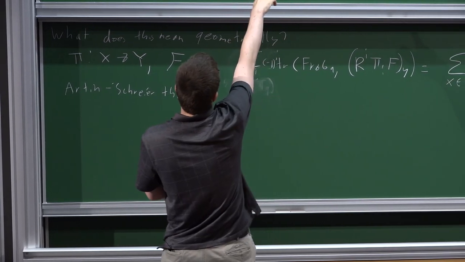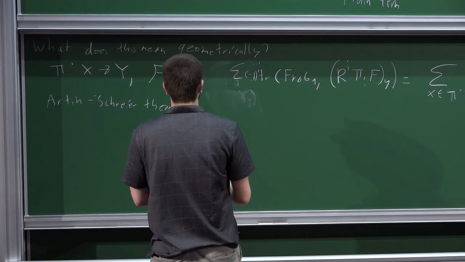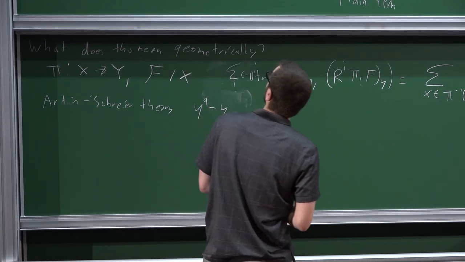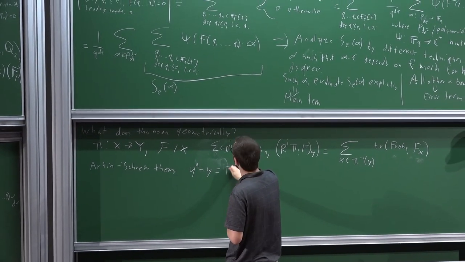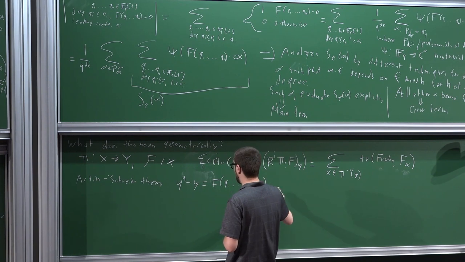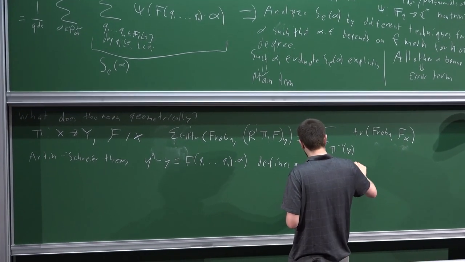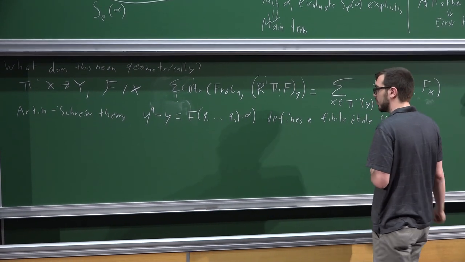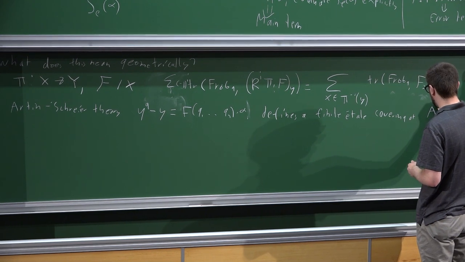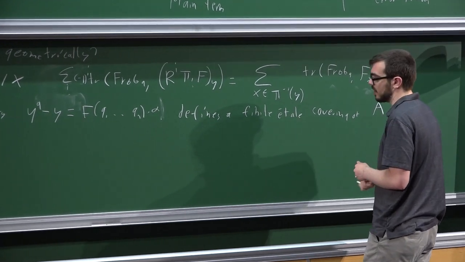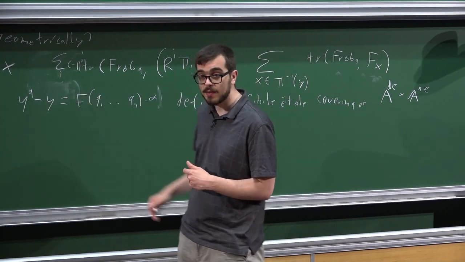So this function is like a polynomial function on some big affine space with coordinates given by the coefficients of all these polynomials. And so you can use that polynomial to build a covering of affine space. So y^q - y = f(g1, ..., gn)·alpha defines a finite étale covering of A^D × A^N. So the A^D are the coordinates of alpha, the A^N are the coefficients of g1 through gn. And then y is this one new coordinate I'm using to define the covering.